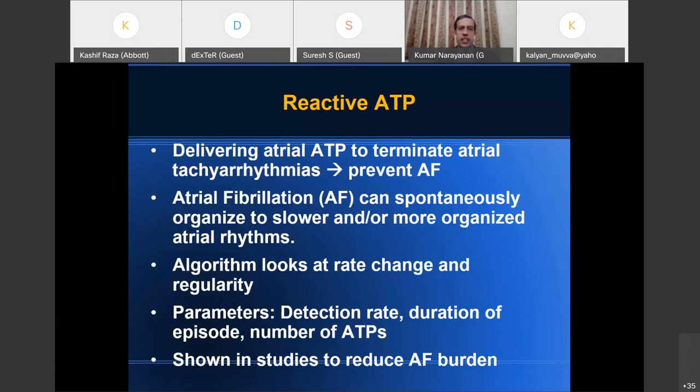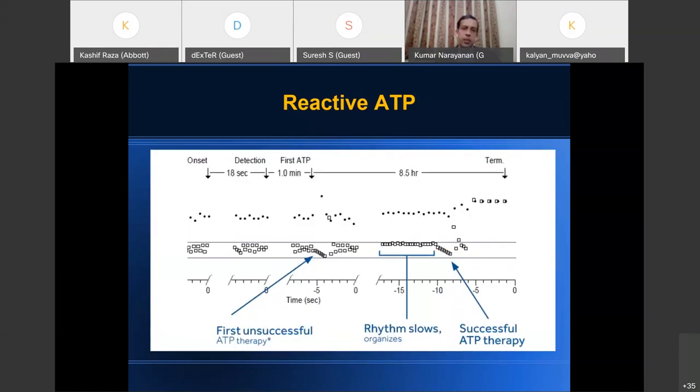And then the various details of this programming, such as what rate you want the arrhythmia to be detected, for what duration there should be an intervention, how many rounds of ATP should be delivered, all of these can be programmed. And this reactive ATP again has been shown in a few studies to be helpful to reduce the duration and the burden of atrial fibrillation. So this is an example of how a reactive ATP can work.